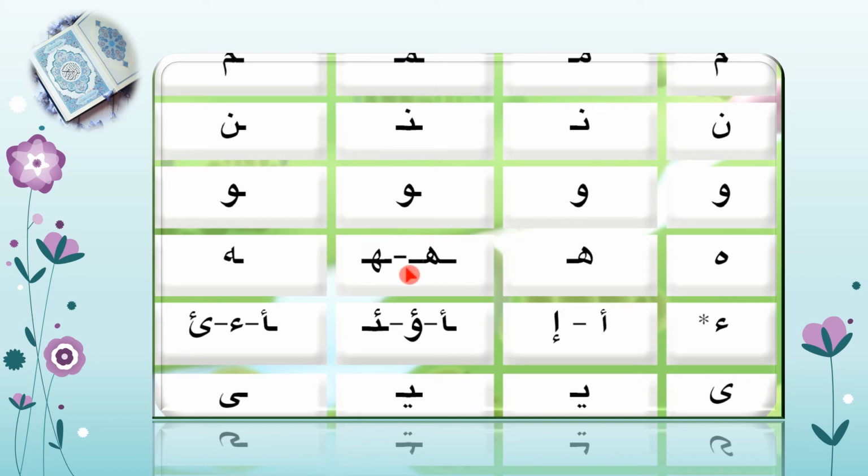And maybe we have this shape. This looks like this tie. It has a line before and a line after to connect with the previous letter and the next letter.